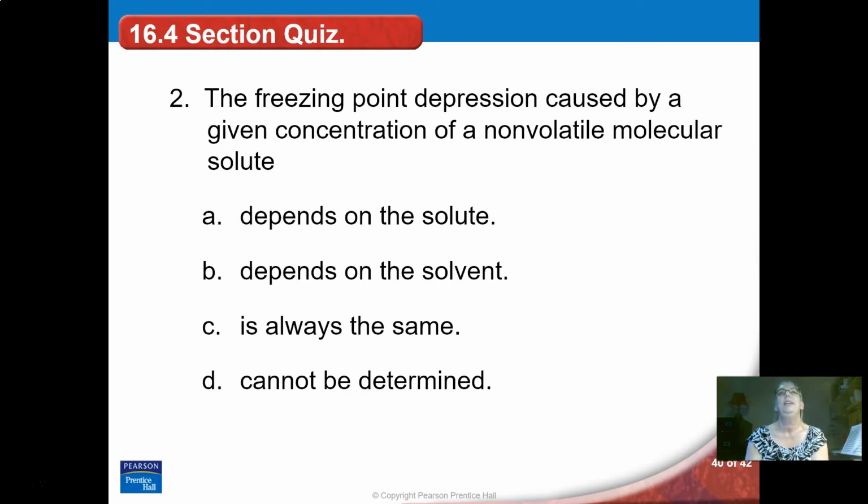Next question. Freezing point depression caused by a given concentration of a non-volatile molecular solute, and then decide what you think. Okay, here we go. Depends on the solvent.